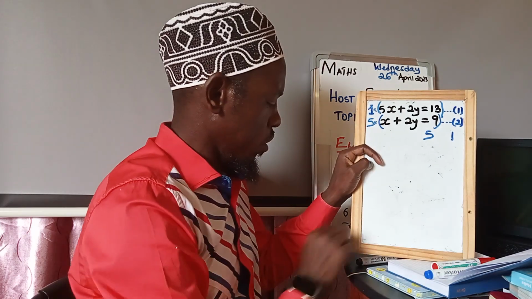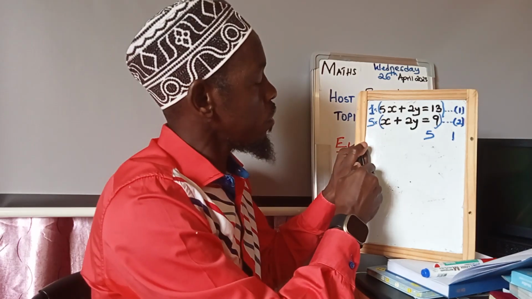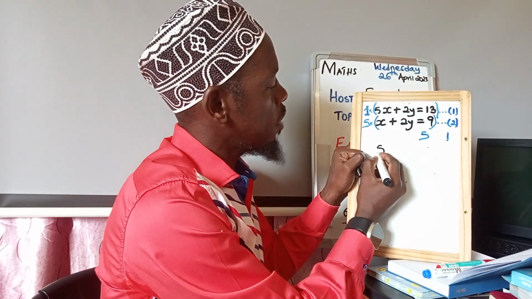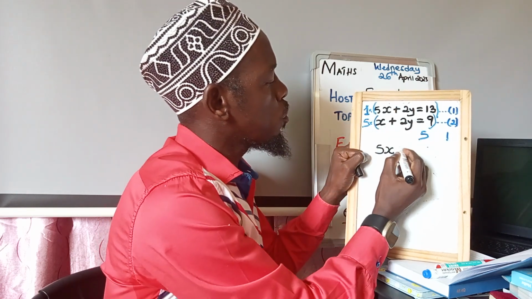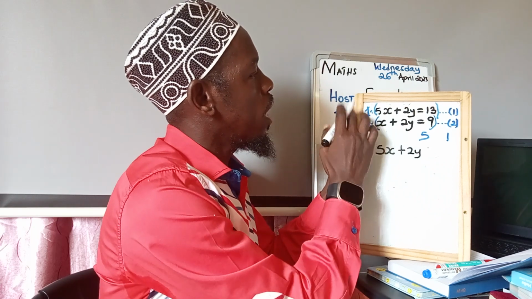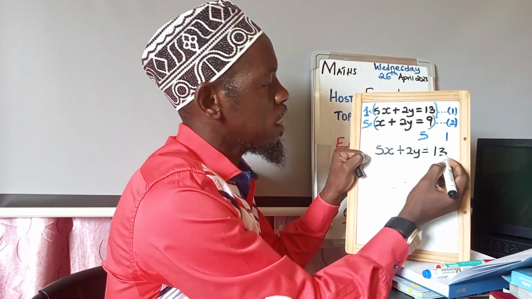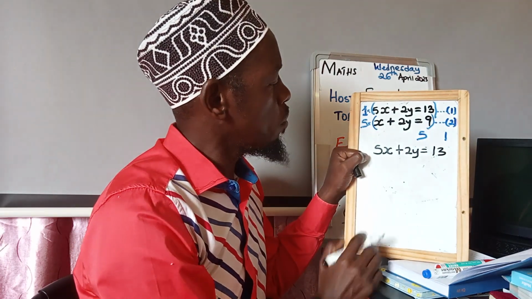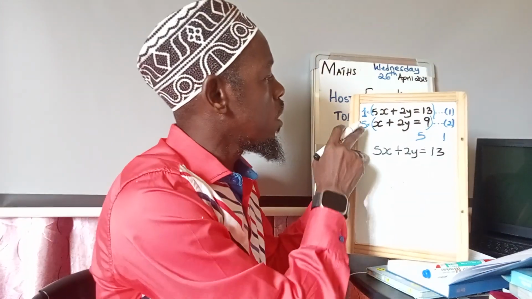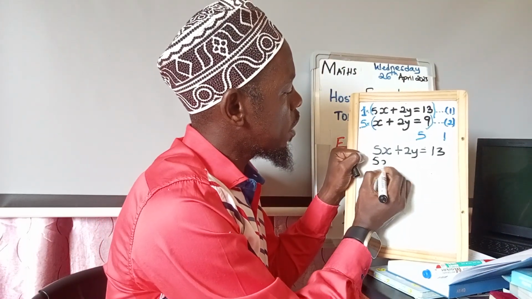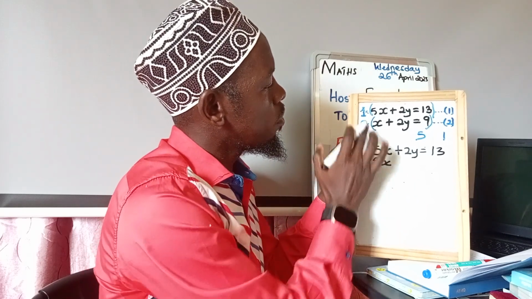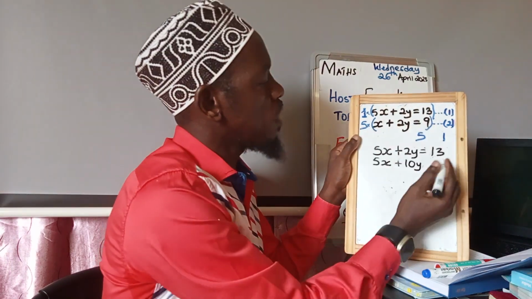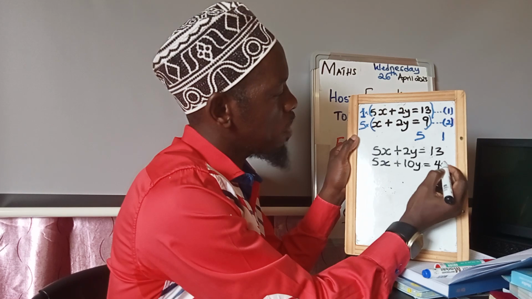We start the multiplication. So we multiply together. 1 times 5 gives us 5x. 1 times 2 gives us 2y. And 1 times 13 will give us 13. As you've already seen, 1 times any number stays the same. So that's why that equation stayed the same. 5 times x gives us 5x. Then 5 times 2 gives us 10y. Then 5 times 9 gives us 45.